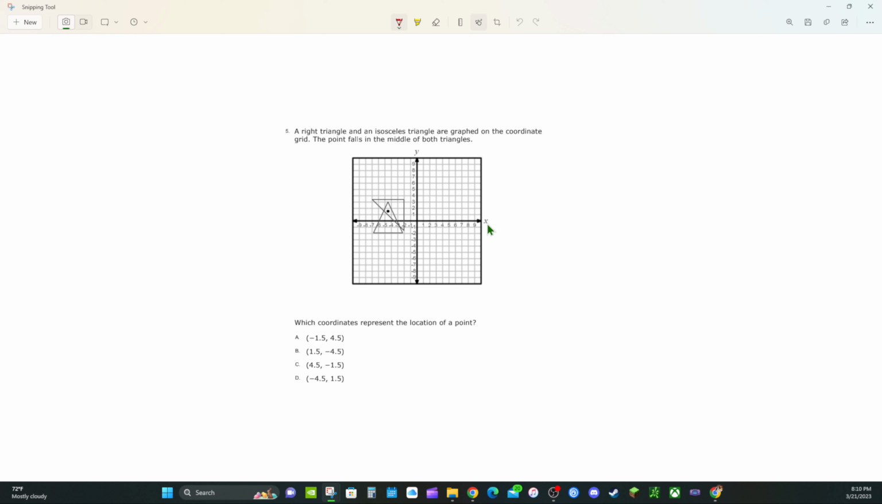Okay, you need to know that this is your x line and this is your y line. You also need to know that when we talk about ordered pairs, we order the pairs as our x first and then our y. When we talk about our x, we are talking about numbers that are moving left to right. And then when we talk about our y, we are talking about numbers going up and down.